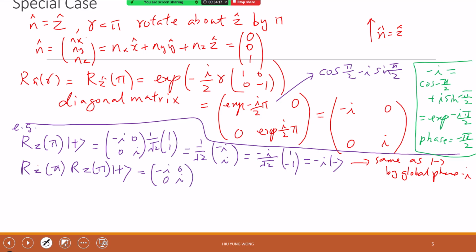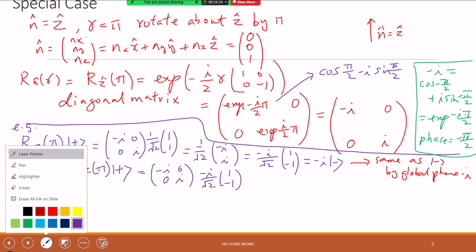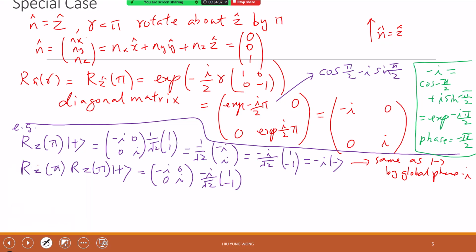This is the rotation matrix. But this time I will apply it to negative I divided by square root 2, times 1, negative 1. Because this is the one after pi rotation, right? So this is this one. So now I apply one more, then it will be this one times this one, right? So let's play with that.